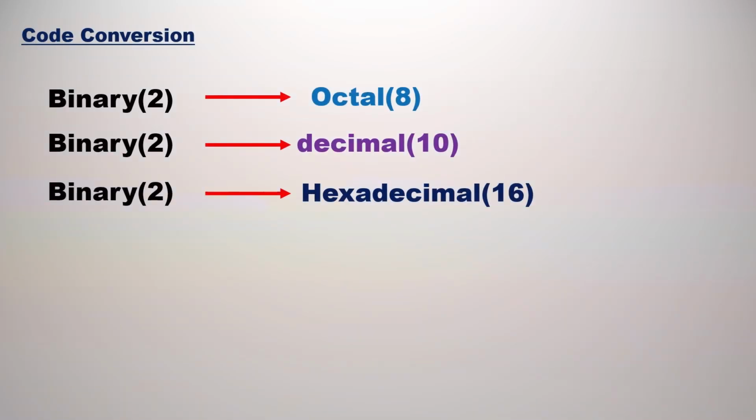So first let's start with the code conversion. In the code conversion we are going to see these three conversions. Because this is a decoder, if you give n inputs we are going to get the bigger one, that is 2 power n outputs. So we are always going to send the binary inputs and we are going to obtain the higher ones, that is octal, decimal or hexadecimal, in the output. These three conversions we will see in this video. Let's start with the first one, binary to octal conversion.